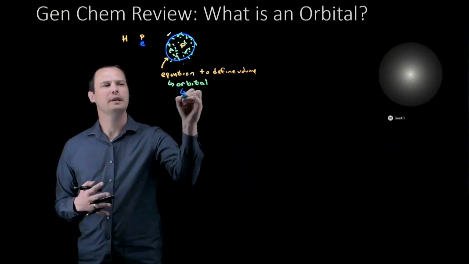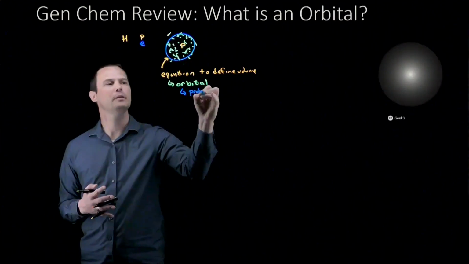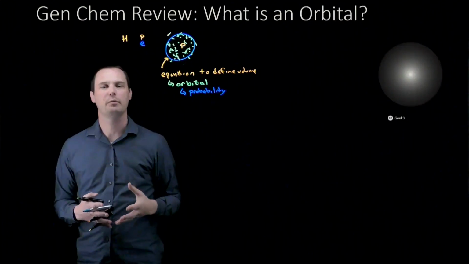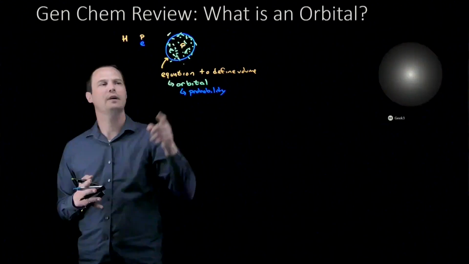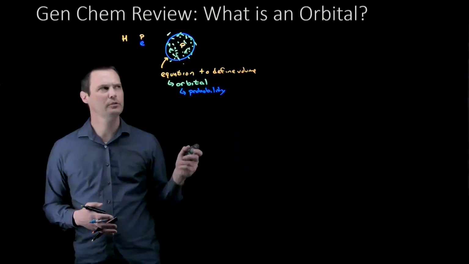That math equation tells us the probability. It is a probability equation. It tells us the probability of finding an electron within this volume defined by this equation. So how do we think about orbitals? We can almost think about orbitals like this.